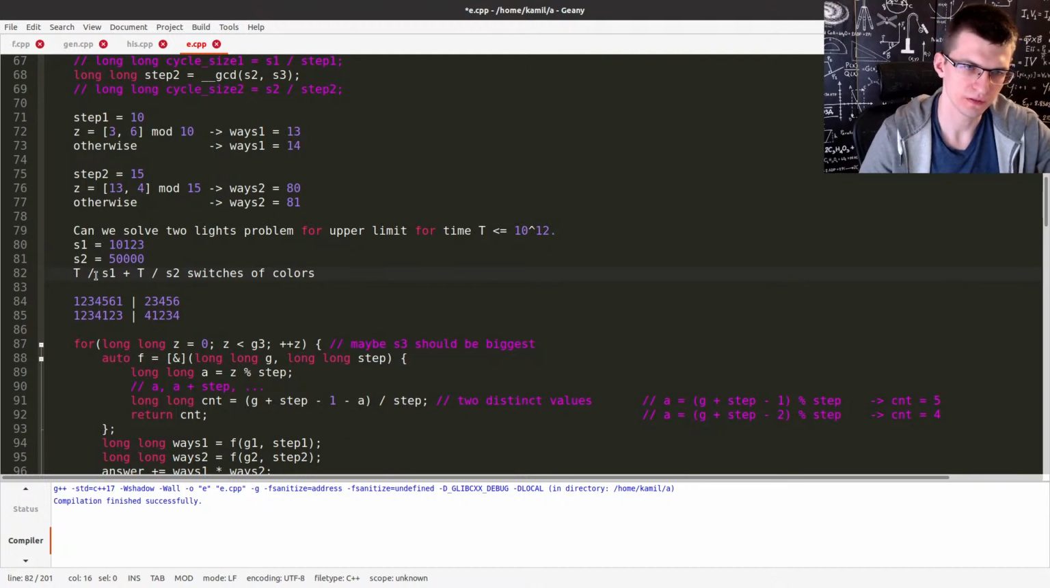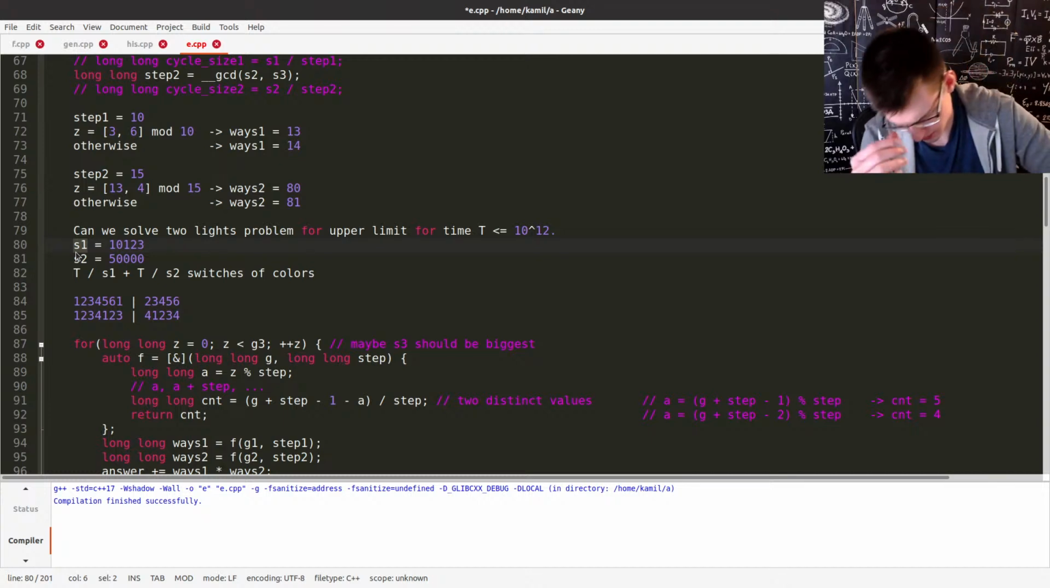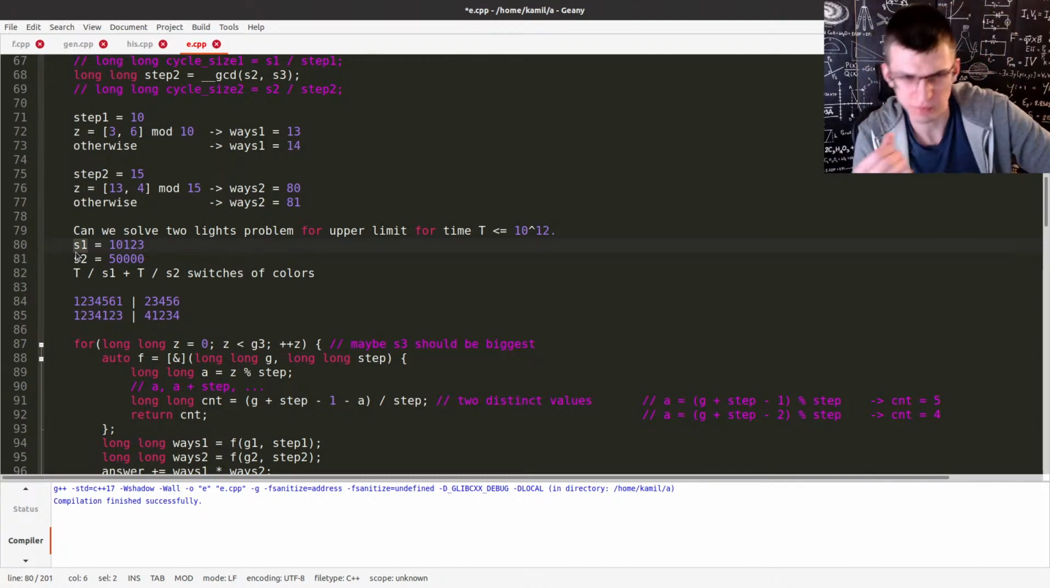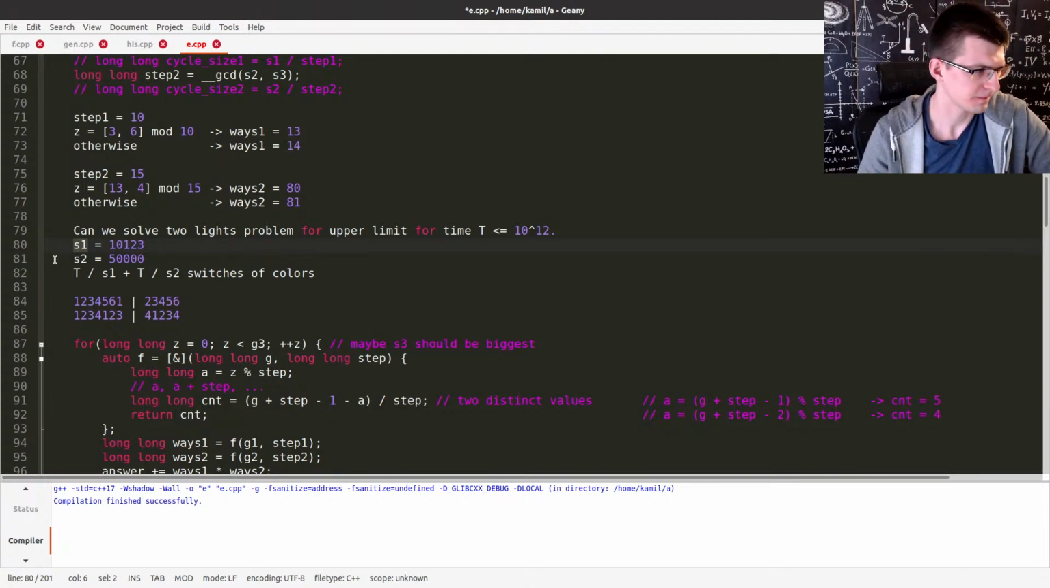If both these numbers are small, if both these numbers are big, then this is very small. If both are small, then we can just iterate over the remainder of one of them. Right? Right, but damn it, I need to finish.